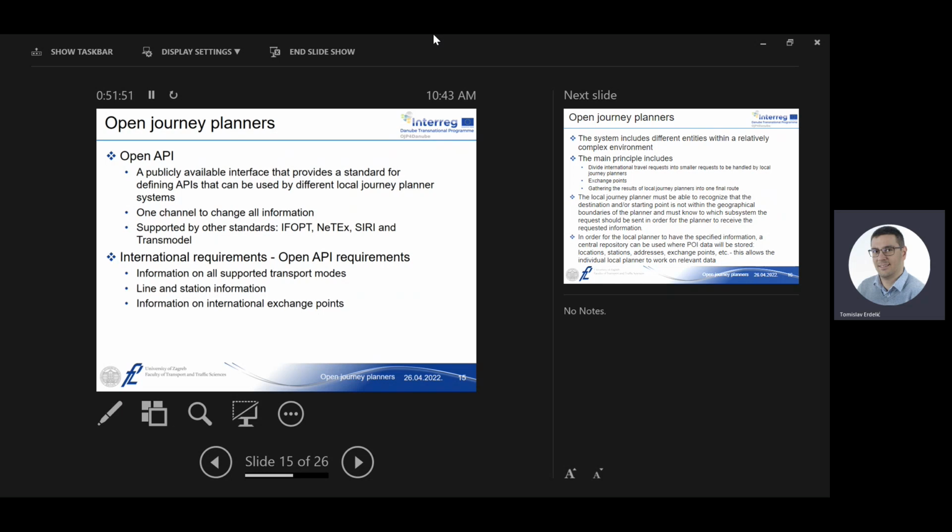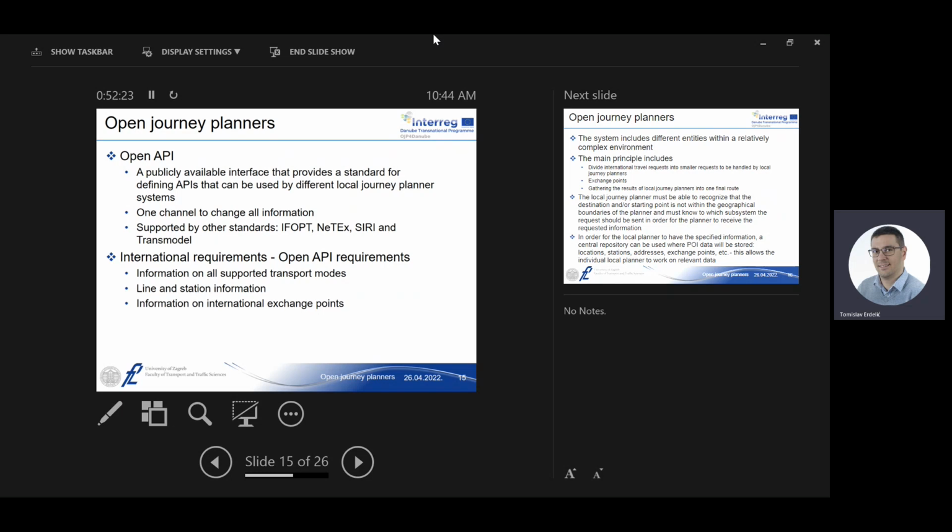So open API is a publicly available interface that provides a standard for defining APIs that can be used by different local journey planners. This is the one way to exchange all of the information. It can support other standards. These are not important because NETEX is the most famous one. This is the standard used for creating the timetables on buses.